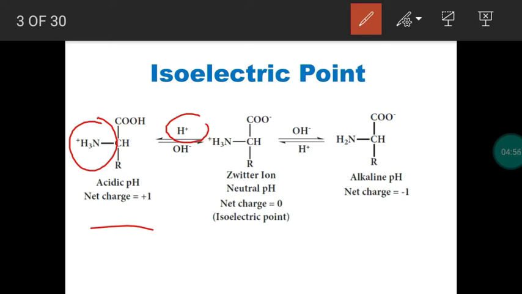Right? So what is the isoelectric point? The pH at which the amino acid is a neutral one, overall charge is 0. If the pH value increases, the solution becomes alkaline in nature and the amino acid will get a negative charge. If the pH is less than the isoelectric point, the solution becomes acidic in nature, so the amino acid will become a positively charged species.